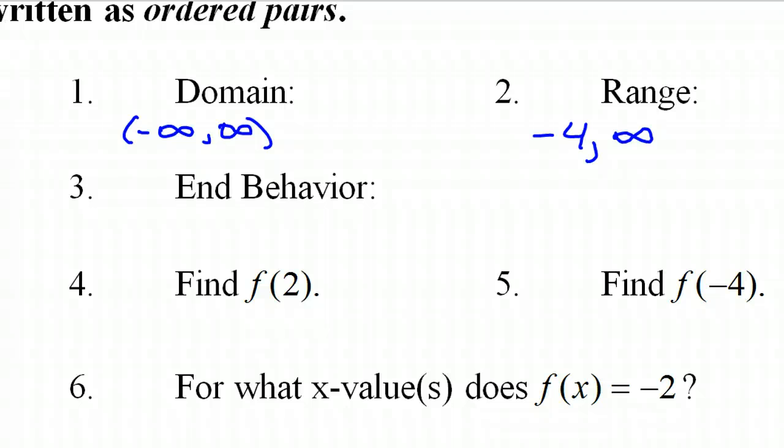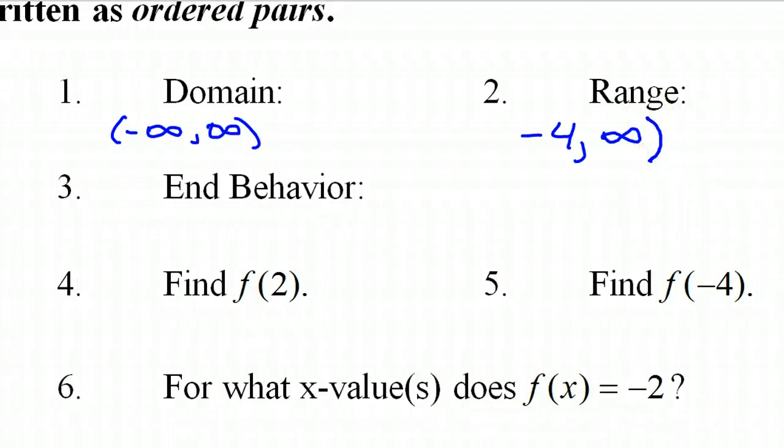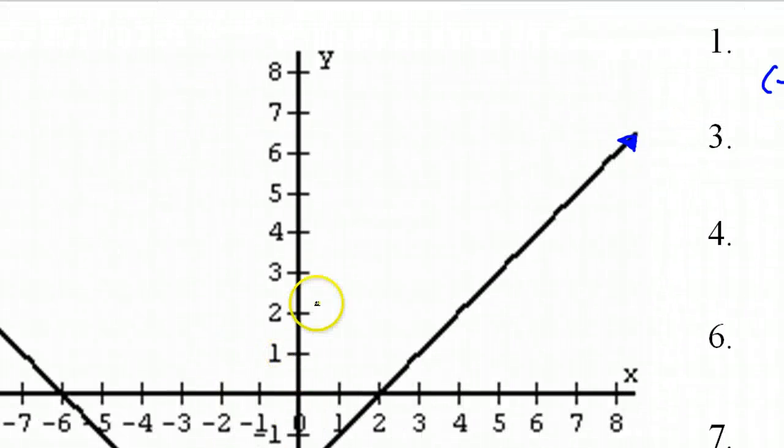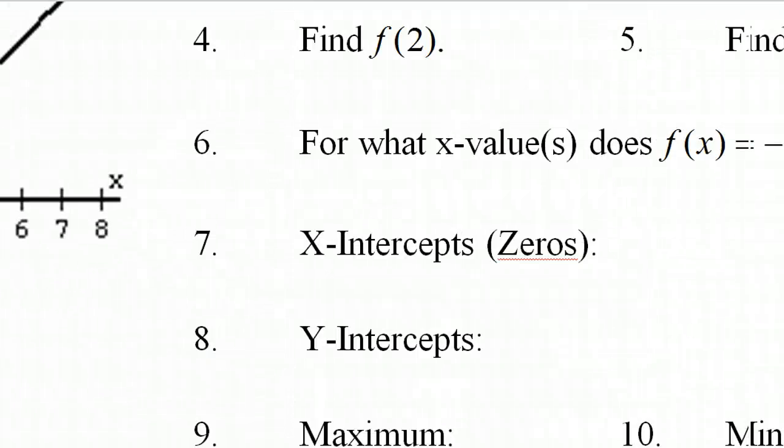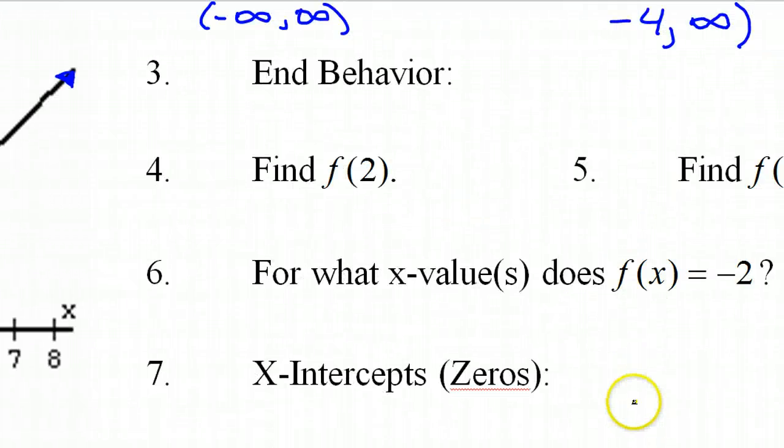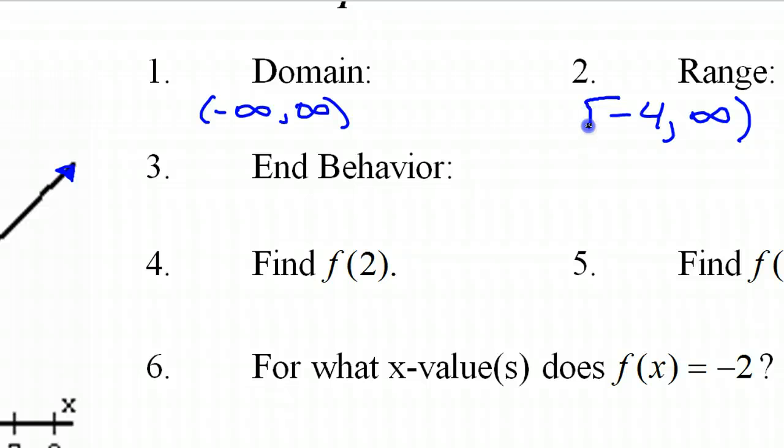Alright, now infinity always gets a round parenthesis. Okay, but this graph touches -4. So -4 is included as part of the function. So we will put a square bracket to show that -4 is included.